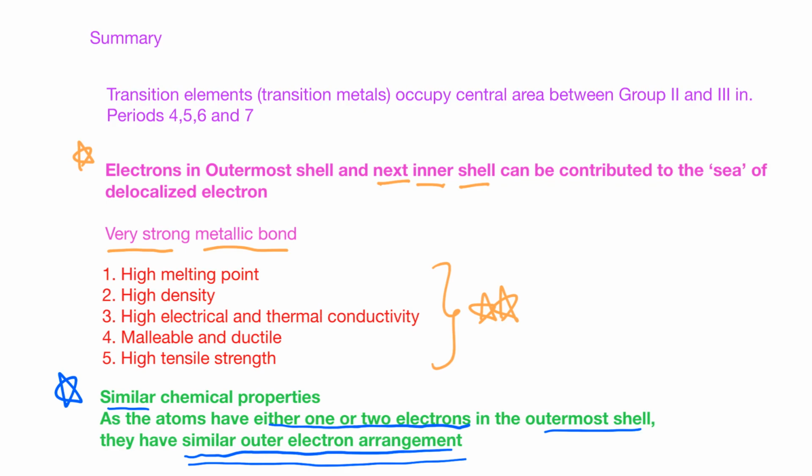In the coming 3 videos, we are going to talk about the chemical properties of these transition elements. Next, we're going to talk about the color of the ions.